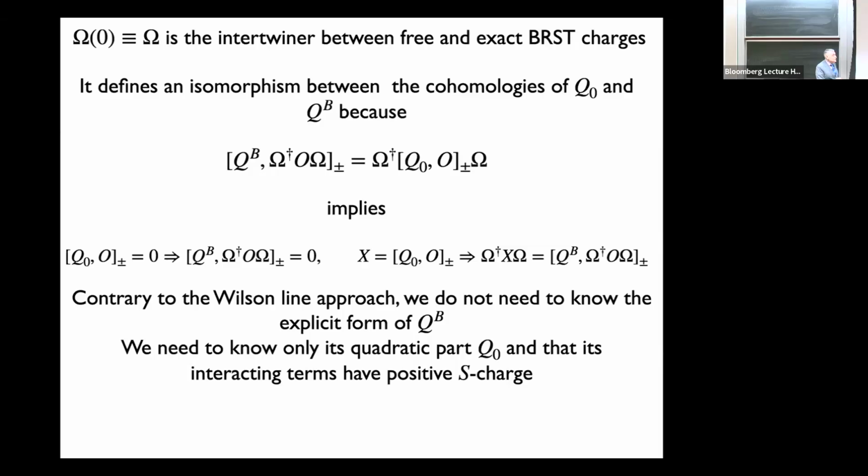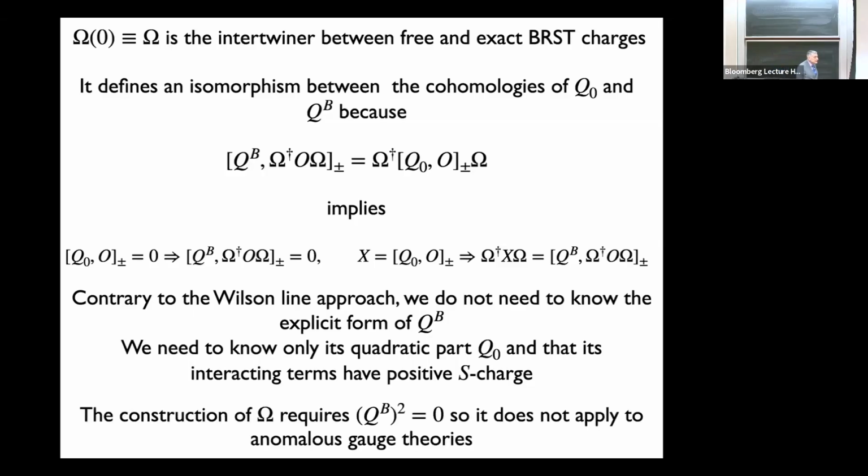Now, contrary to the Wilson line approach, we do not need to know the explicit form of QB. That's the other advantage of this dressing. We need to know its quadratic part, and also that the interacting terms have positive charge. So the computation involved in this construction is much less, especially when you go to gravity, right? You just have to find and play with the free Q0, find a free anti-BRS charge, and then show that you don't have unwanted terms, so that the interacting part doesn't have pieces with both positive and negative charge, or with zero charge. And that's much simpler than actually trying to explicitly construct, say, a gravitational Wilson line, even in a Minkowski background.